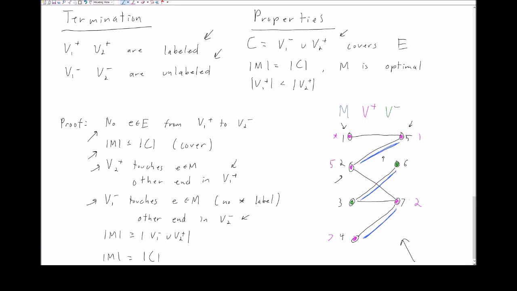Because every matching edge either has both of its ends labeled or both of its ends unlabeled, if we look at all of the unlabeled nodes in V1 and labeled nodes in V2, every matching edge touches at least one of these vertices. So the size of our matching has to be at least the size of this set of vertices. Since we also know that this matching is at most the size of this set of vertices, we know that this matching is exactly the size of this set of vertices. That is, our matching exactly meets the size of our cover. Because our matching meets the size of our cover, and our cover is an upper bound on the size of a matching, we know that this matching has to be optimal.